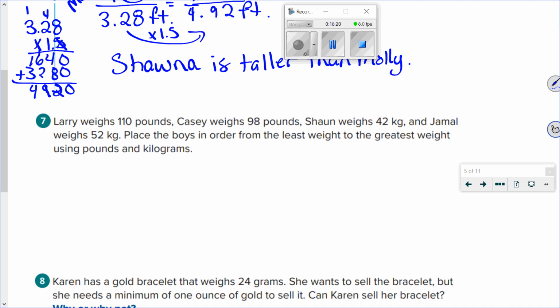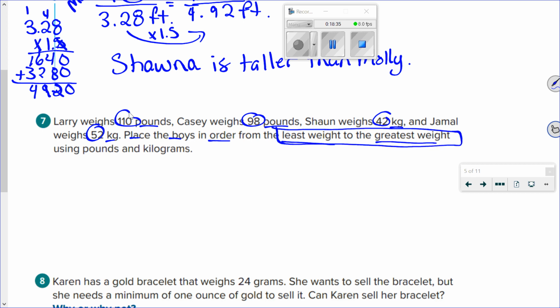Okay, on all of these. So here we have Larry, he weighs 110 pounds, Casey weighs 98 pounds, Sean weighs 42 kilos, and Jamal weighs 52 kilos. Place the boys in order from least weight to greatest weight. So there's our task. Meaning I need to convert.